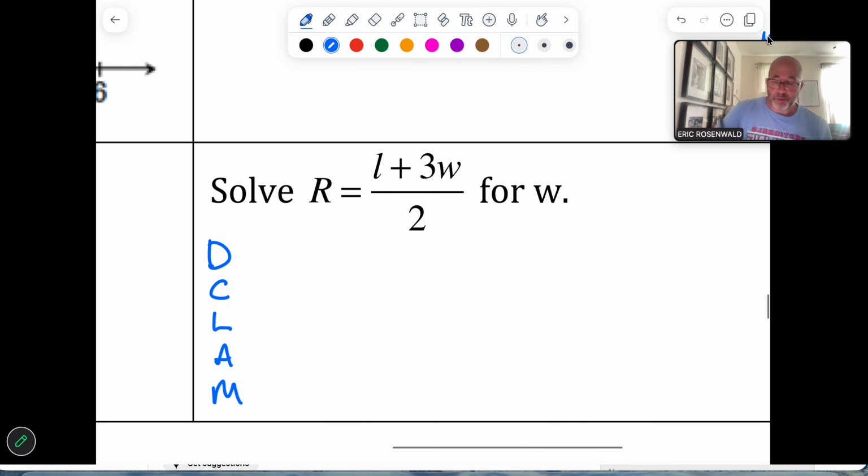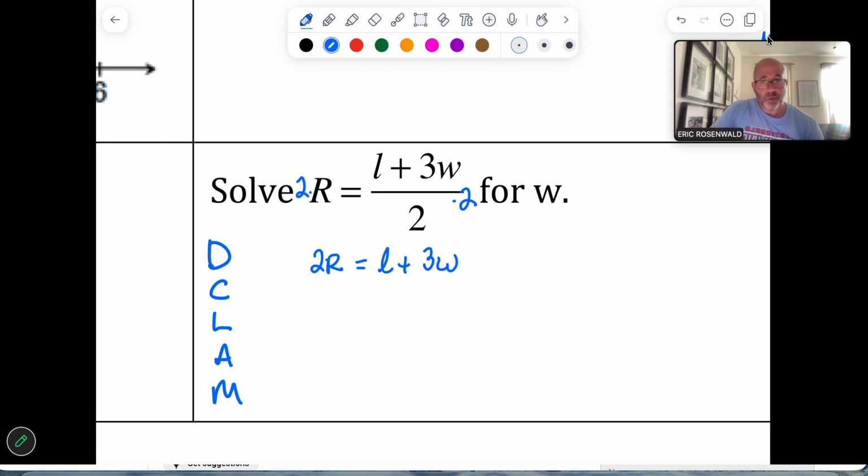We're going to solve for w. That means that we have to do three things. We have to first get rid of this 2, we have to get rid of this L, and we have to get rid of this 3, so that our W that's right here is all by itself. So let's get rid of 2 first. Multiply both sides by 2, and we have 2R is equal to L plus 3W. All right, one step down, 2 more to go.